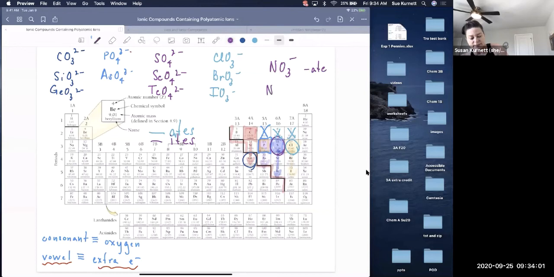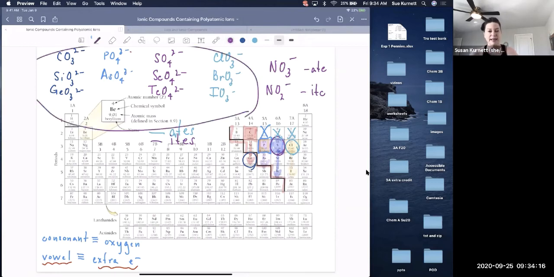If we take the same number of extra electrons, but just one oxygen fewer, we have an ite. And that rule applies to every ate. Theoretically, every one of these has an ite. Now, in reality, they don't all have ites. But if you're asked in a Chem 1A class or Chem 1B class, what is chlorite? You know how to figure that out. It's like chlorate, but one oxygen fewer.